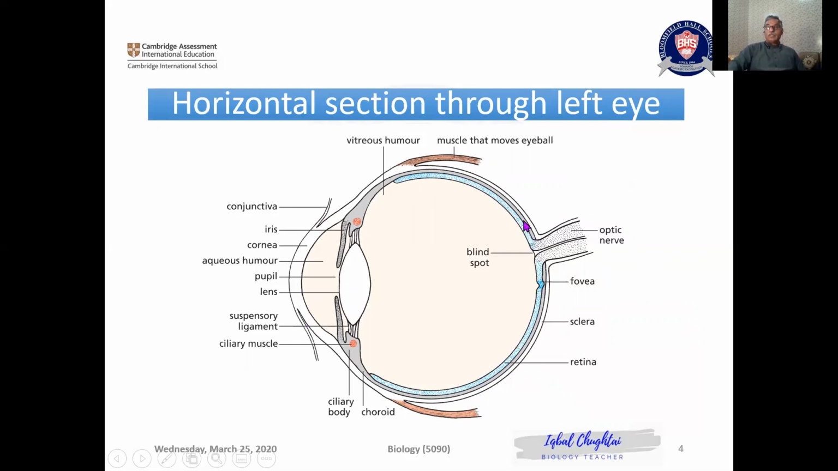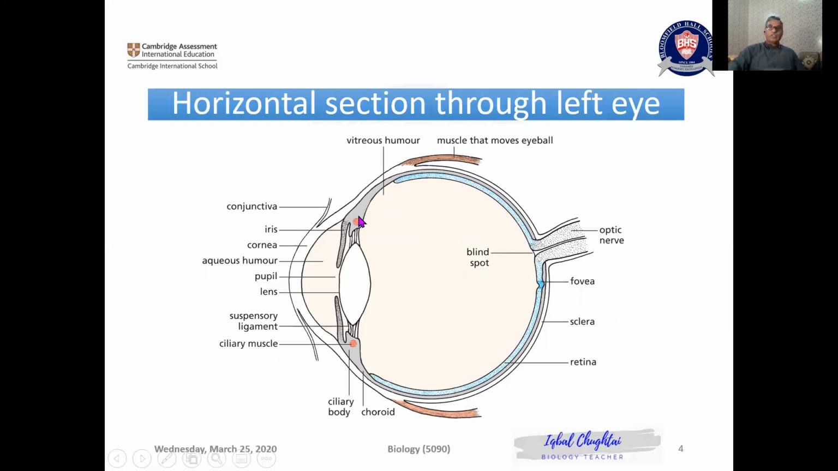Now, under this sclera layer, there is a pigmented layer known as the choroid layer. This choroid layer has blood supplies that ensure a continuous supply of oxygen and nutrients like glucose and amino acids to the different tissues of the eye.